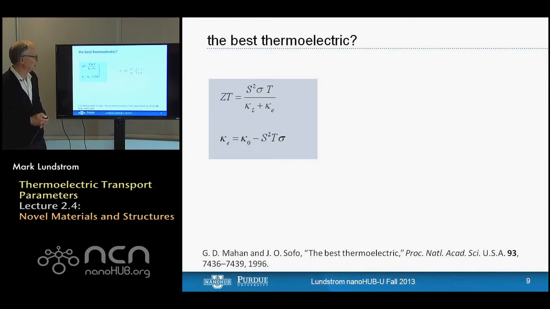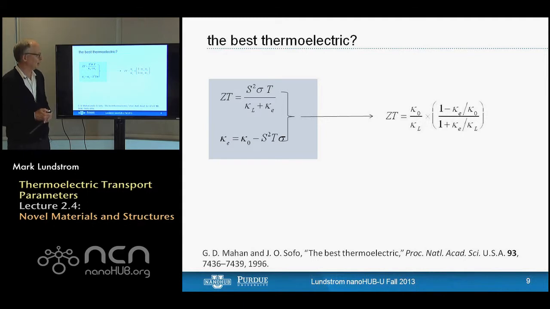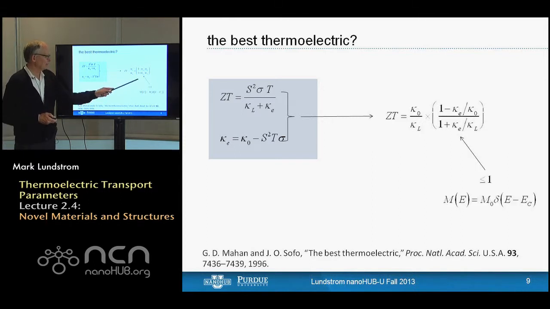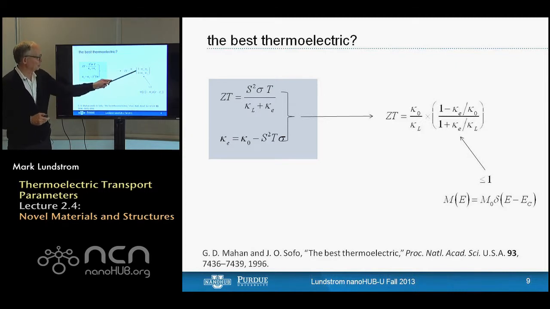So we can put these two equations together and rewrite that equation in an equivalent way. It's the ratio of the electronic thermal conductivity measured under short circuit conditions to the lattice thermal conductivity times this factor, which if you take a look at it, you can convince yourself is always less than or equal to 1. Okay. Now, if we look at that factor and say, aha, we'll make it as big as we possibly can, we'll use a delta function, we'll find a material that has a very sharp distribution of channels, almost a delta function, and we'll make that second term as close to 1 as possible.